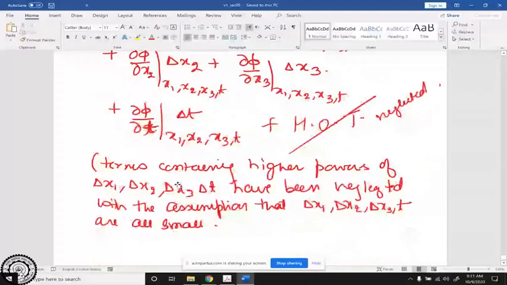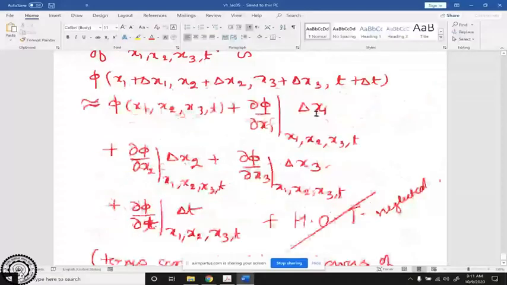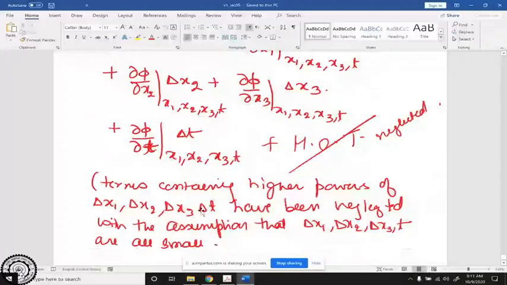Again, terms having higher orders have been neglected, and I'm saying first order because all these delta quantities, delta x1, x2, x3, and delta t, have the highest exponent that we have in our truncated series or approximate expression. The highest exponent is 1. That's why it is a first order approximation of this function.